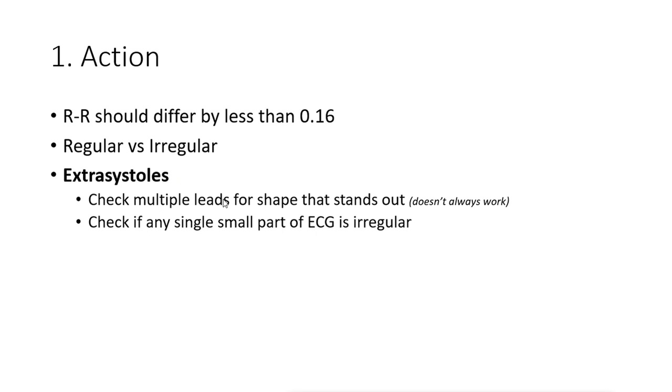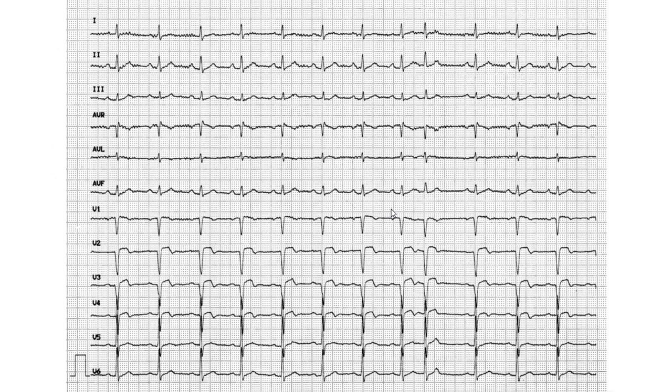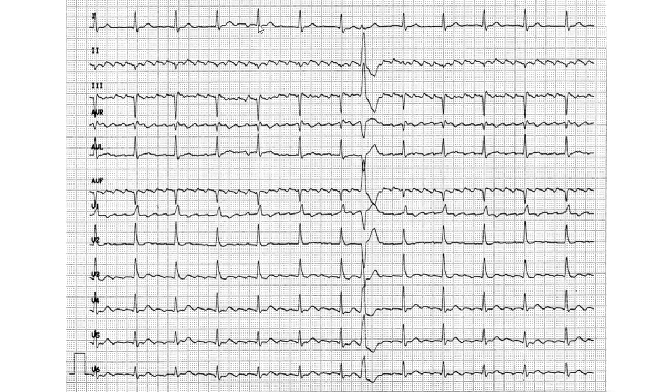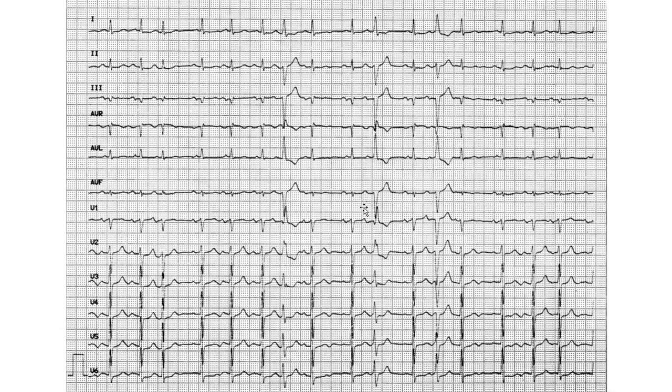So check multiple leads for a shape that stands out. This is also interesting. The thing about extrasystoles is that, let's see an example of it again, sometimes you can't really tell that this is the extrasystole here. You won't really notice it until you look in the other leads, where it really stands out. So if you're not sure whether it is a normal beat or an extrasystole, look in another lead and you'll find it to be quite standing out, quite bizarre.